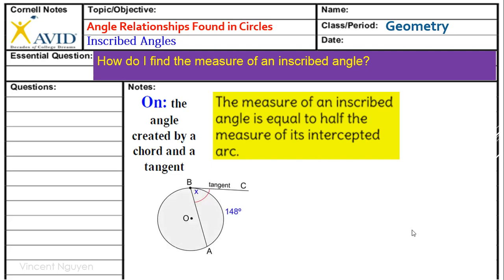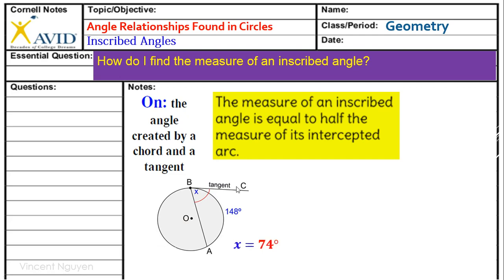Okay, so here's an example of an inscribed angle that is formed by a tangent and a chord. Okay, so angle x right here is the inscribed angle, and the arc that intercepts it is right here, right? Arc BA or AB. Okay, and that arc measures 148. So according to this theorem, x must be half of that, which is 74 degrees.